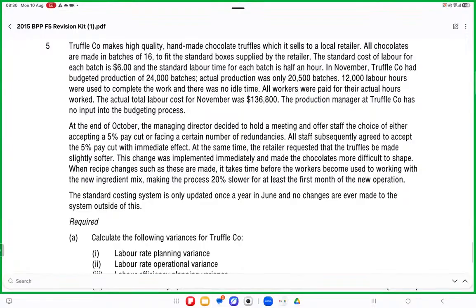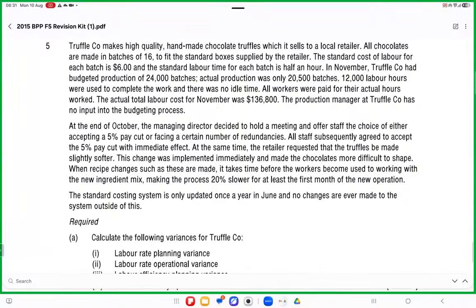We are told Truffle Company makes high quality handmade chocolate truffles, which it sells to a local retailer. All chocolates are made in batches of 16 to fit the standard boxes supplied by the retailer. The standard cost of labor for each batch is 6, and the standard labor time for each batch is half an hour. In November, Truffle Company had budgeted production of 24,000 batches. Actual production was 2,500 batches. 1,200 labor hours were used to complete the work, and there was no idle time. All workers were paid for their actual hours worked. The actual total labor cost for November was 136,800.